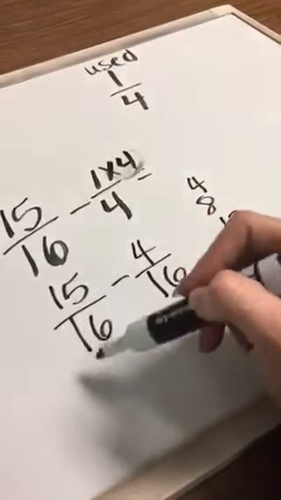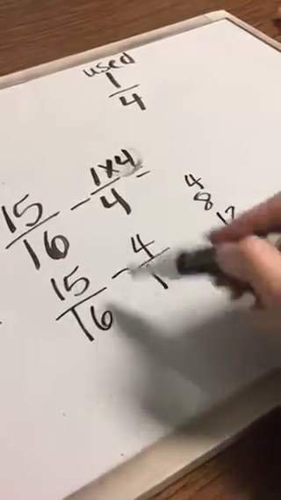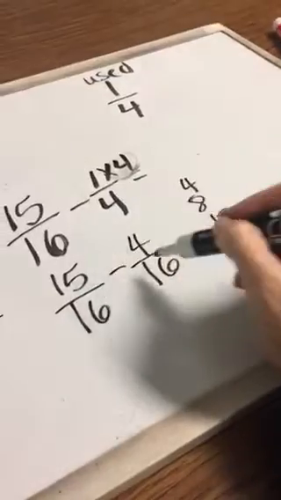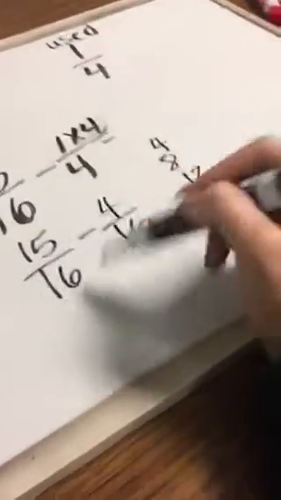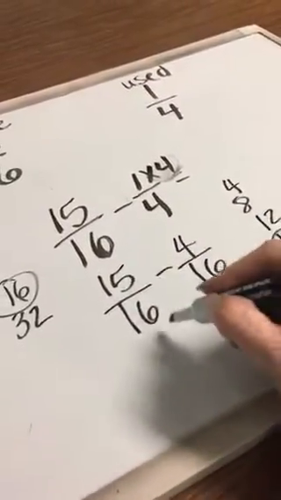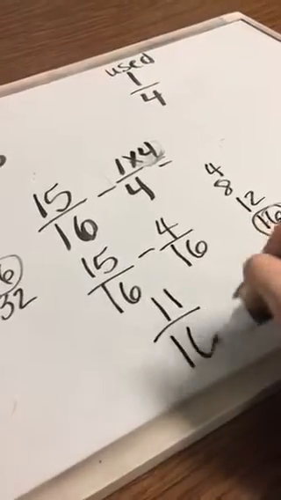Then what I'm going to do is say, okay, now I have a common denominator. They actually use 4/16. I converted 1/4 into 4/16. Then I'm ready to subtract. So 15 minus 4, that's going to be 11/16.